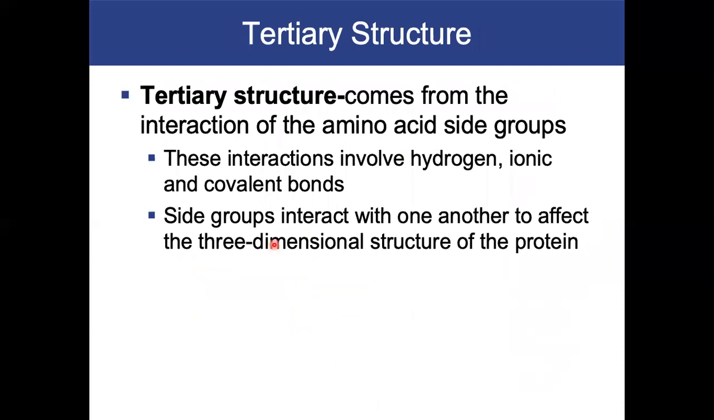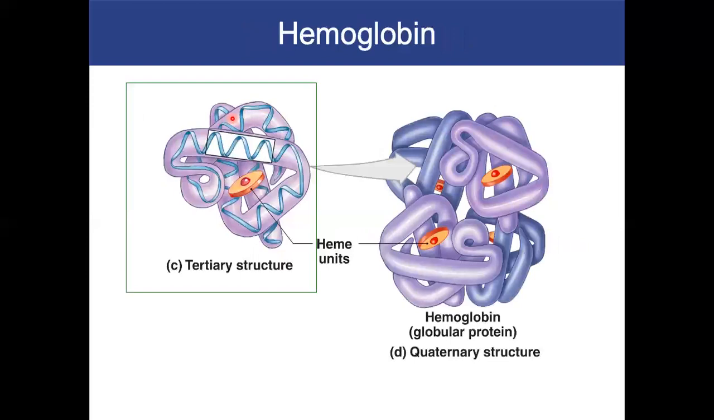The tertiary structure comes from the interactions of the side groups. So if one amino acid is negative, one is positive, then they're going to attract each other. These interactions involve hydrogen bonds, but more so ionic and covalent bonds. So ionic and covalent bonds are stronger than hydrogen bonds. These side groups or those R groups interact with one another, and that's going to start causing that protein to fold. And so the tertiary structure is more folding than a secondary structure. It's still not a functional protein yet.